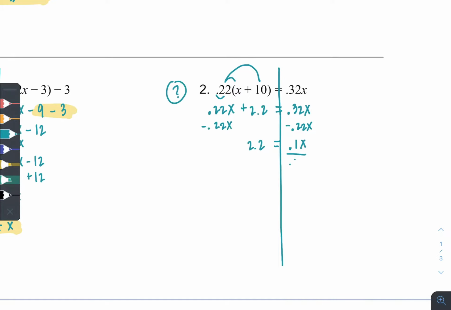When I divide by 0.1, that's wrong. Divide by 0.1 on both sides to undo that multiplication. I end up with 22 equals x. I'm pretty sure. Let me make sure. I always get tripped up. Yes, you get 22 equals x. I'm just cleaning up my 2's here because they didn't look like 2's. All right, so 22 equals x is that answer.